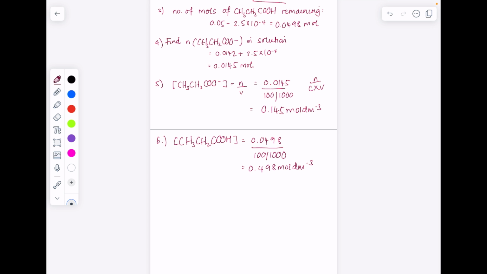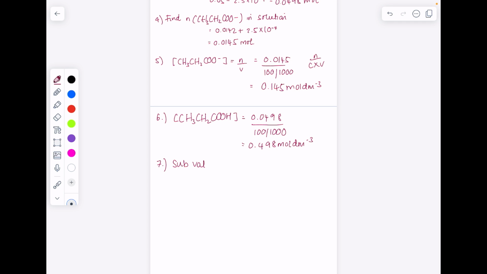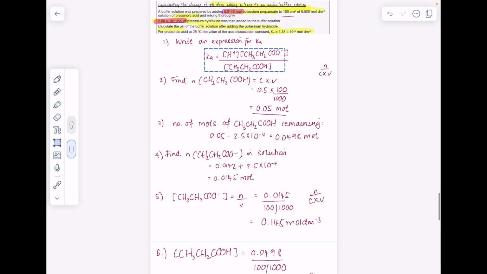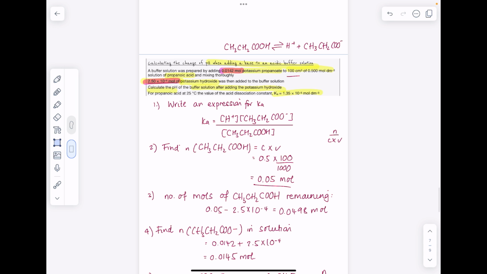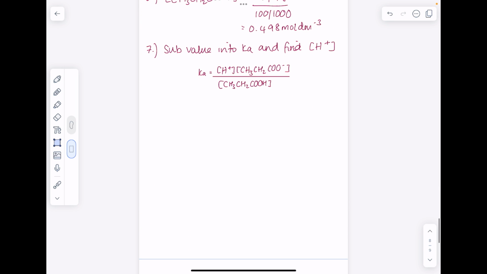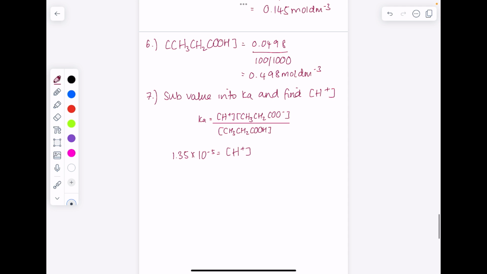And now we're on our home stretch. We're subbing our values into the expression we wrote for Ka, and therefore we're finding the concentration of H plus ions in the process. So we're going to steal this expression. Ka equaled 1.35 times 10 to the minus 5. Concentration of H plus ions is what we're after, and we just found out the other two values. And step 8, we're going to calculate the pH.